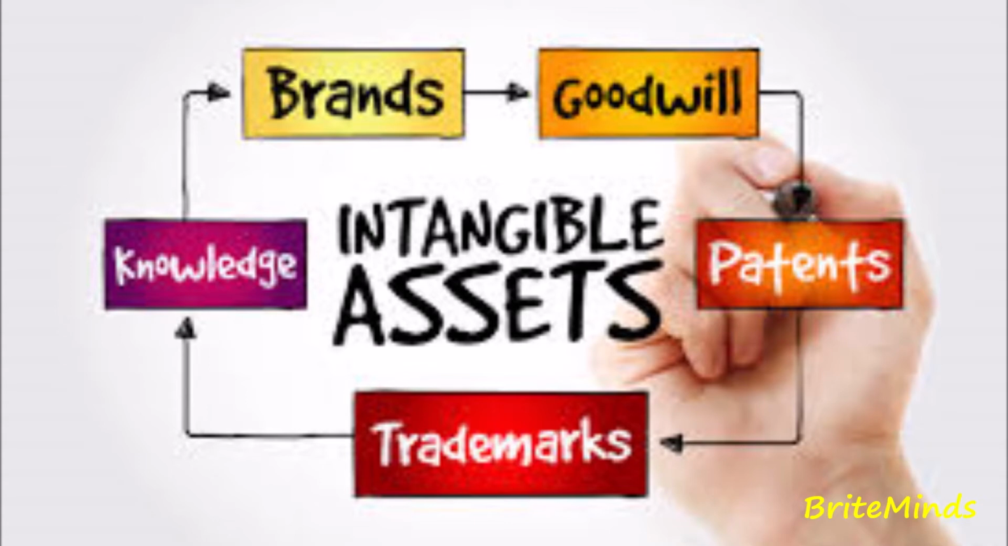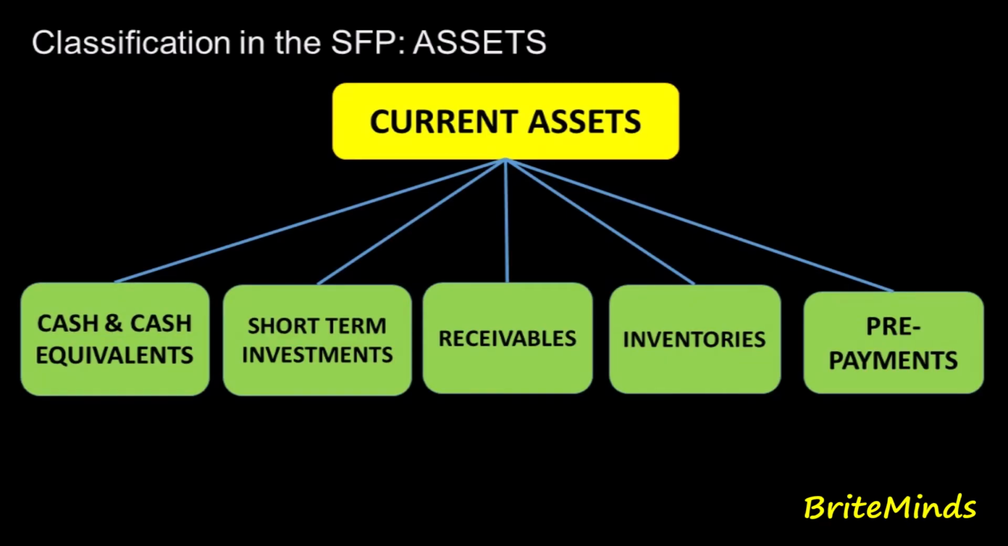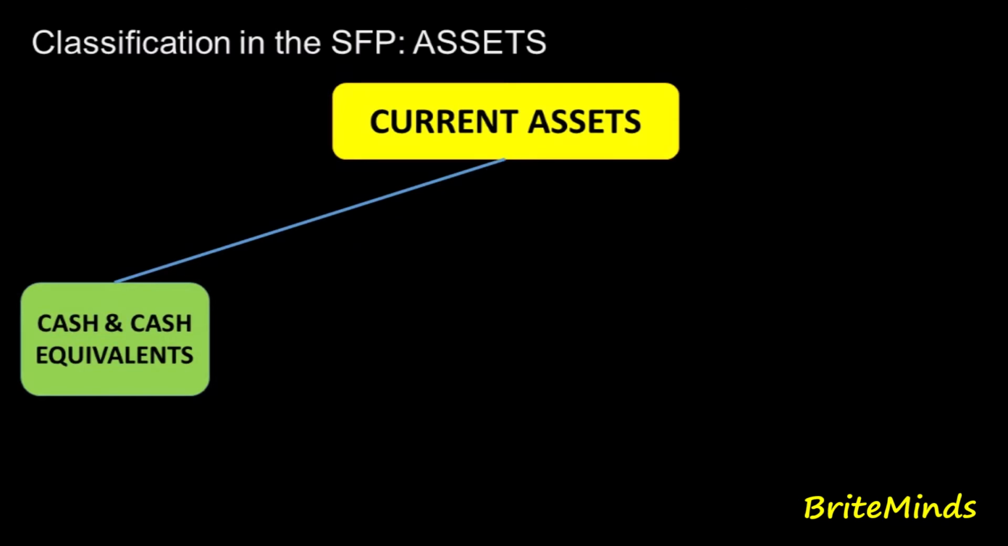Since we know that current assets are the cash and other assets a company expects to convert into cash within 1 year, these are the types of current assets: the cash and cash equivalents, short-term investments, receivables, inventories, and the prepayments or prepaid expenses. I'm going to discuss each one of these as we go on to our tutorial.